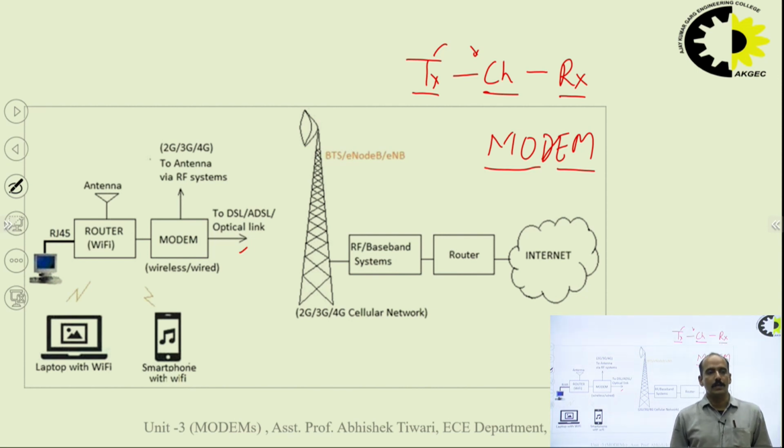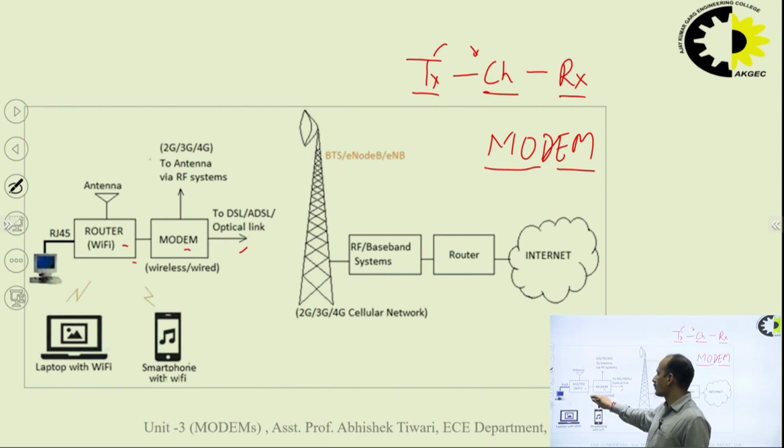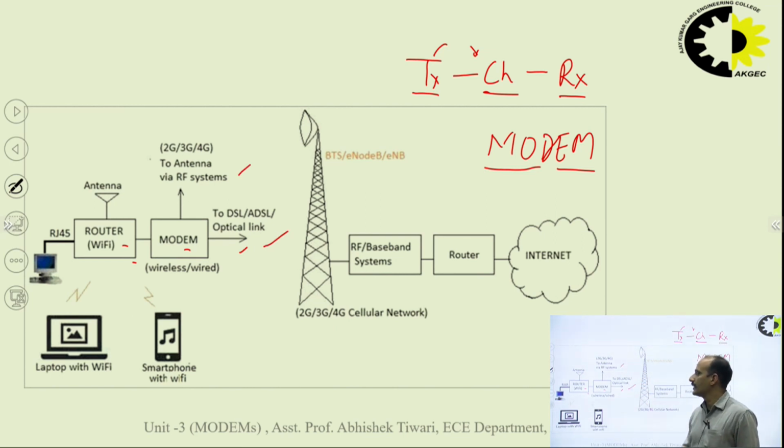of the system. In this diagram you can easily understand that there is a computer or other users creating some data. That data goes towards the modem through the routers, and then the modem sends that data either wirelessly or through wires. For wired, you use DSL, ADSL, or optical links, and for wireless you use RF systems. This is the antenna used for the wireless medium, and similarly at the receiver side you get the data. This is the main thing about the modem.